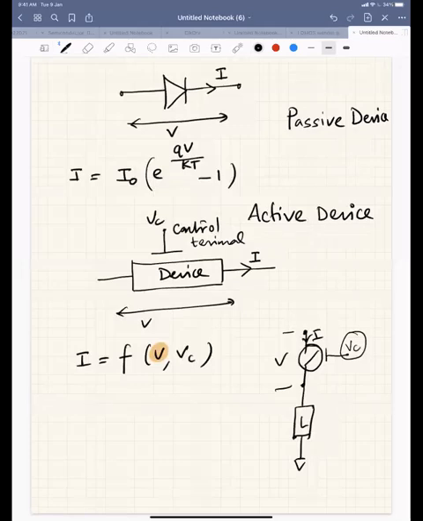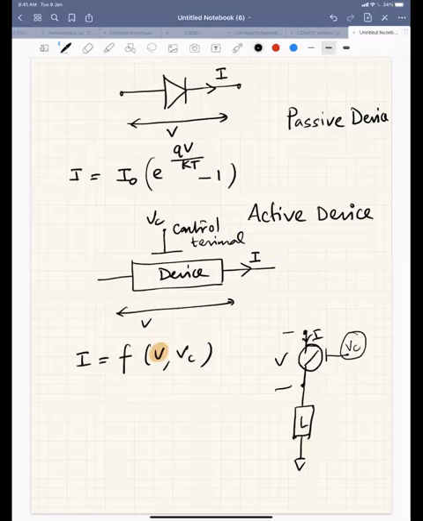In digital circuits we use switches. Our MOS transistors and bipolar junction transistors are mostly operated as switches. Also in analog IC design, when we build amplifiers, we use active devices as current sources, and by controlling the voltage you could change the level of the current source.